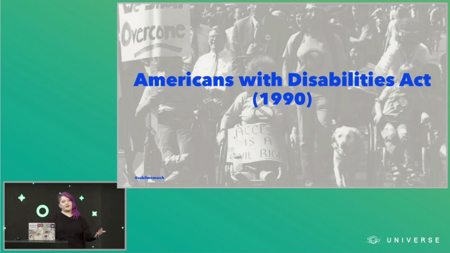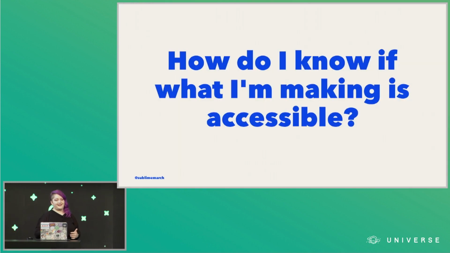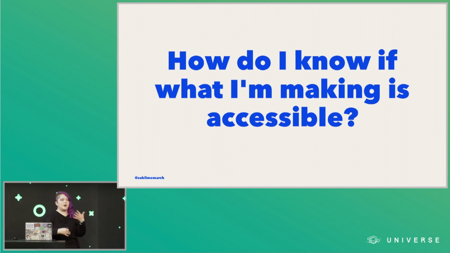Okay, so this is all well and good. We understand that people have disabilities, they use assistive tech, and apparently I'm legally required to make my website accessible. Oh no! How do I know if what I'm making is accessible? This is a question I get a lot, even from folks who are motivated to build accessible technology. They don't know where to start.